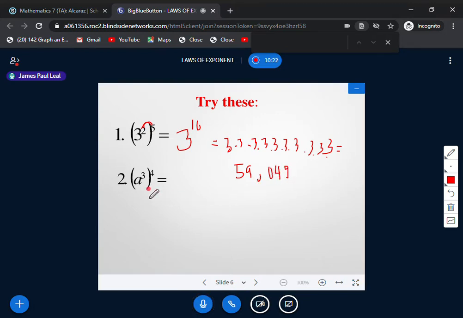Okay, and for number two, do the same thing, same concept po. So you just need to what? Copy the base, okay, and multiply the exponent to another exponent. So 3 times 4, you will be having here 12, okay? So what is a raised to 12? That's it, because there's no number naman. It's a variable. So the answer will be a raised to 12. So that's the thing. I hope that was clear.